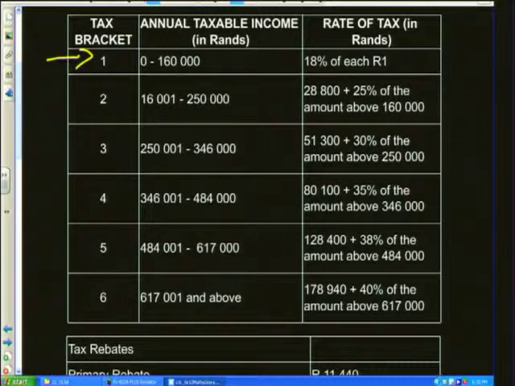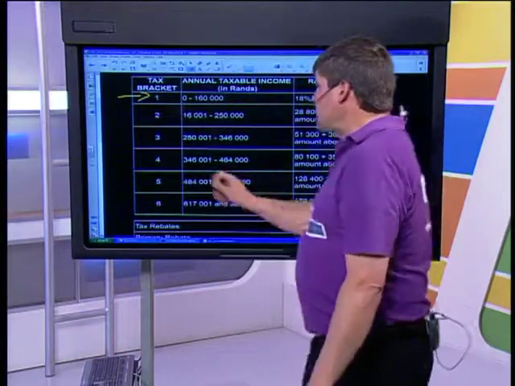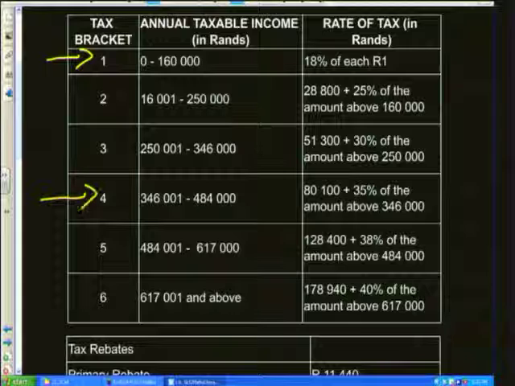Okay? If I earn, let's say, 350,000 Rand a year, sure, that would be nice, eh? If I earn 350,000 Rand a year, I fit into this tax bracket, right? Because 350,000 is between 346,001 and 484,000.